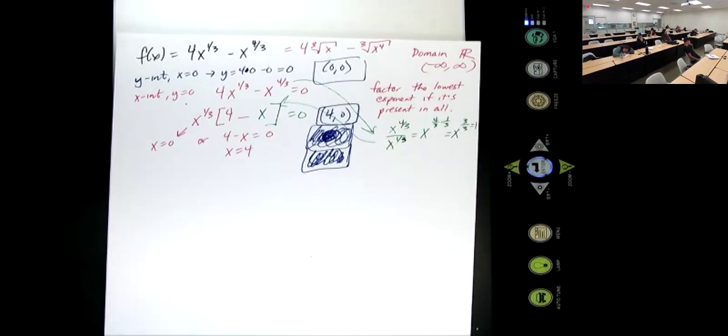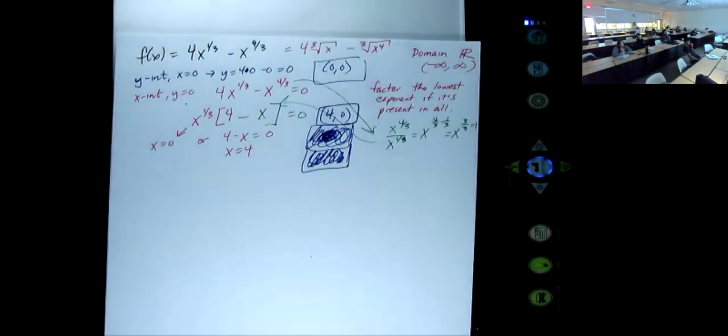Okay, so we've got our domain, we've got our intercepts. We want to look for asymptotes. There is no vertical asymptote here, because there's no denominator.